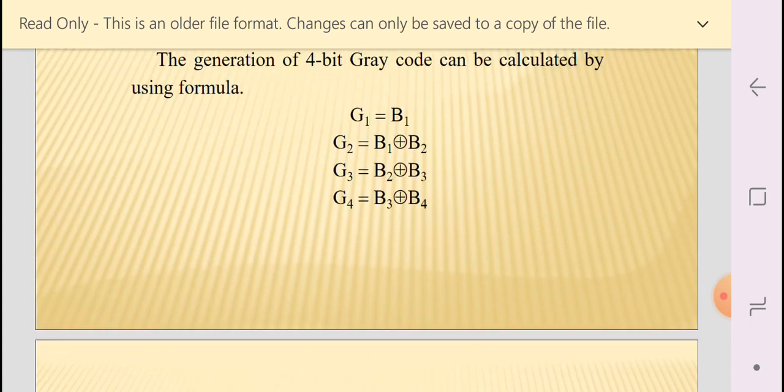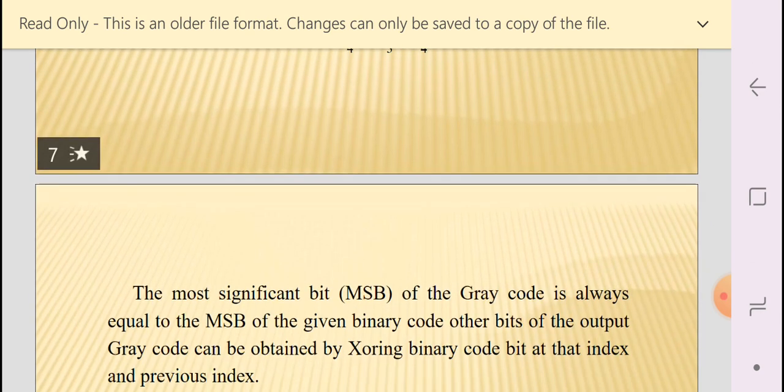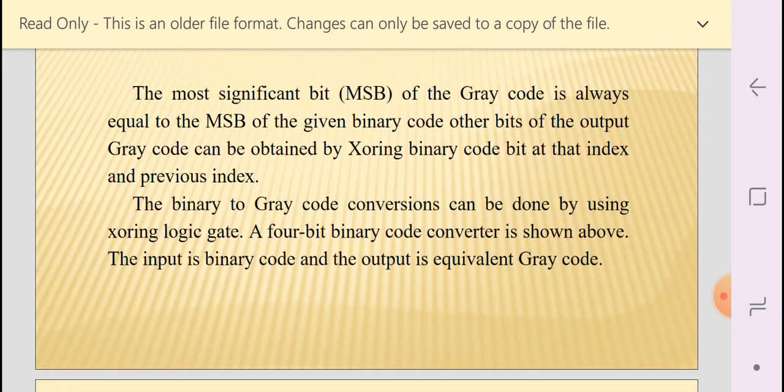So here the MSB of gray code is G1 and the MSB of binary code is B1. So G1 is equal to B1. Okay. And the binary to gray code conversion can be done by using XOR logic gates. You have to use an XOR gate, right?